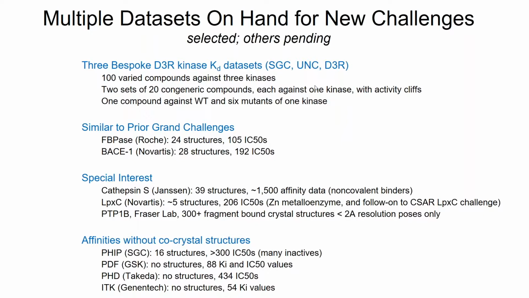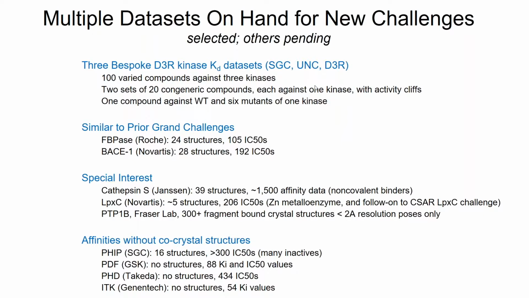There are three what I'm calling bespoke, because we basically commissioned these, D3R kinase data sets with measurements of KD. There are some interesting subsets here because we were able to design them. There are 100 varied compounds for which KDs have been measured against 3 different kinases, so we can get a look at specificity as well as affinity rankings.